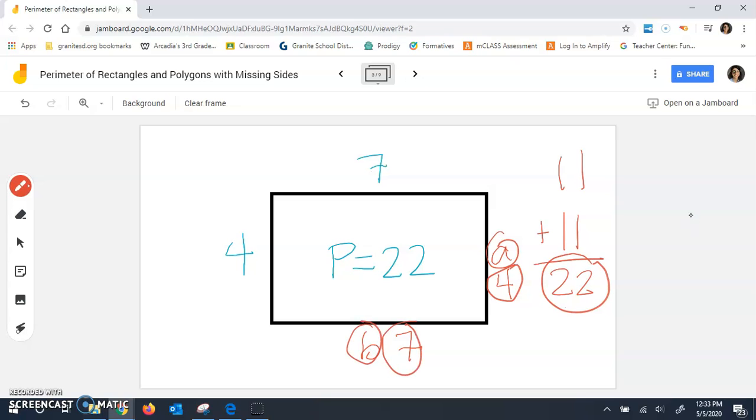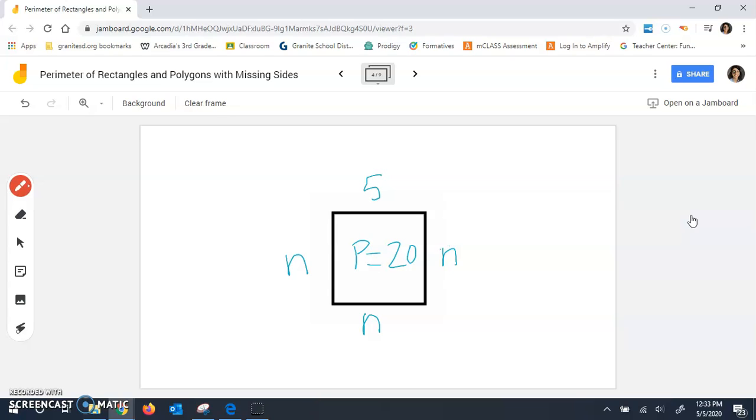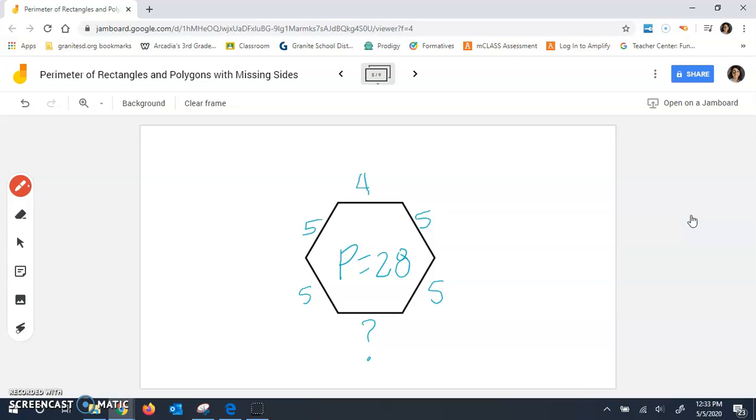Let's take a look at this square here. So we know our perimeter is 20, and with the square, they're labeling these sides as n, and if they're all the same letter, then it's probably going to be the same number, like we learned with our squares. So if this side is 5, then this side is 5, 5, and 5, and counting by 5s, 5, 10, 15, 20, you get that perimeter of 20. So n equals 5, or our missing side is 5.